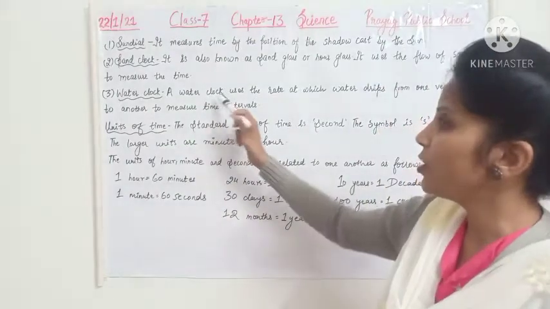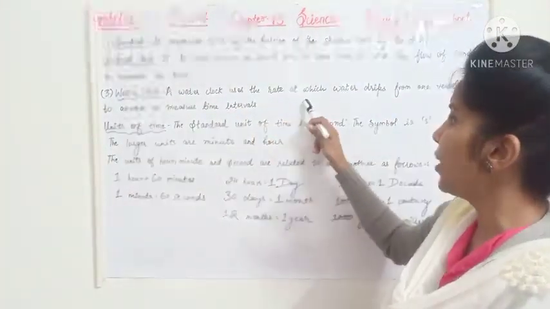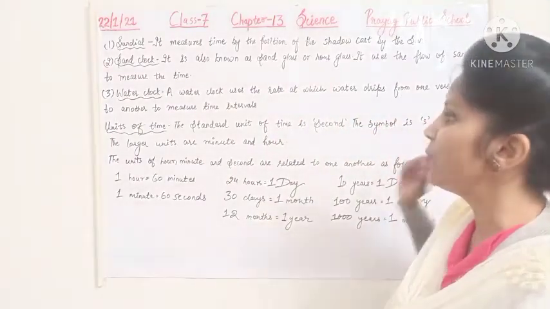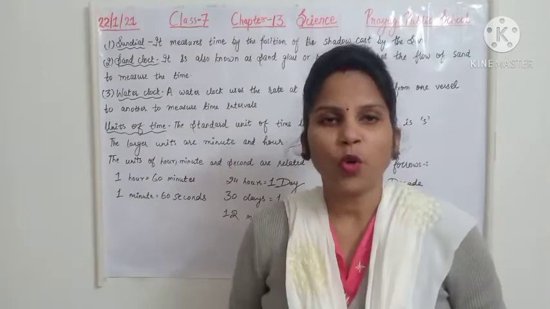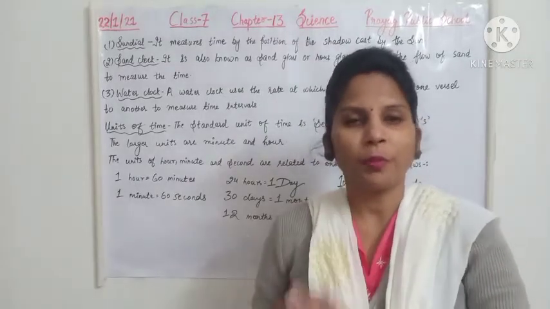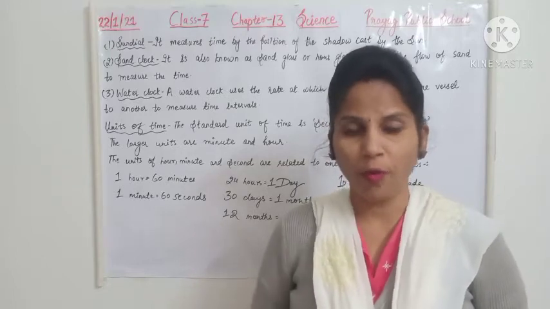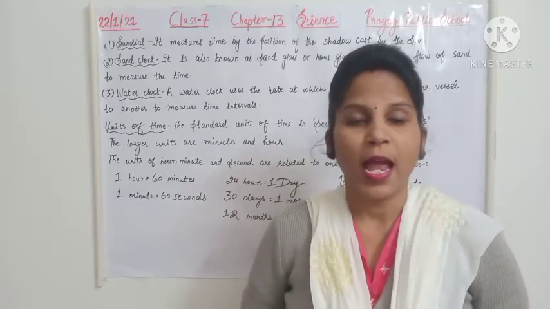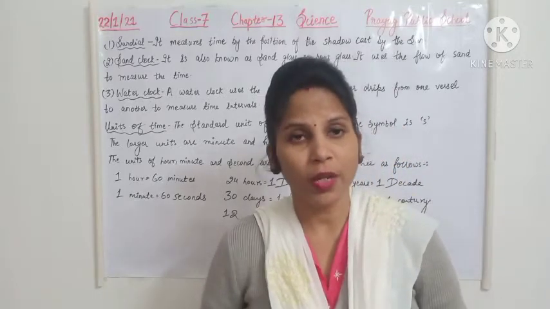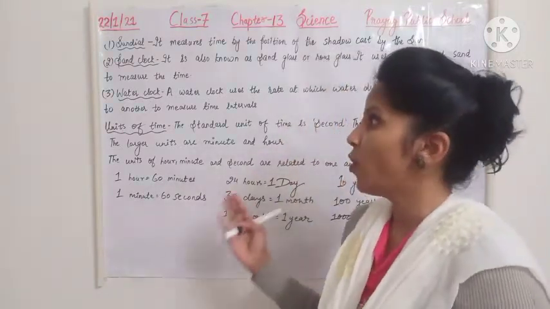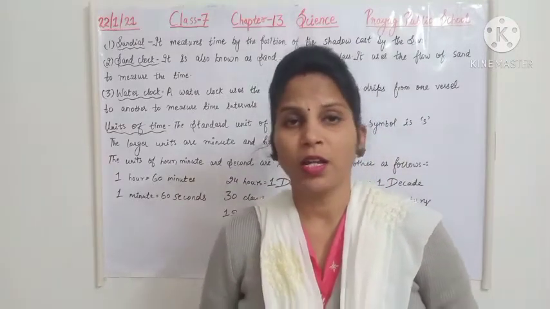Then the third one is the water clock. A water clock is also an ancient time measuring device. It uses the rate at which water drips from one vessel to another to measure time intervals. In a water clock, water from the upper vessel falls drop by drop and fills the lower vessel, and it completes in a regular time interval. So these are 3 clocks that people used in ancient times to calculate the time.